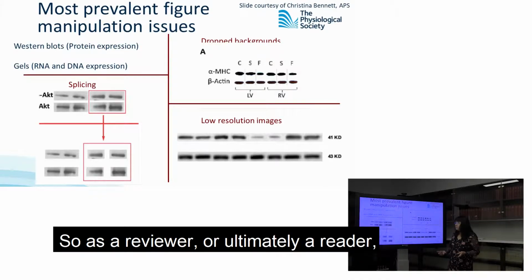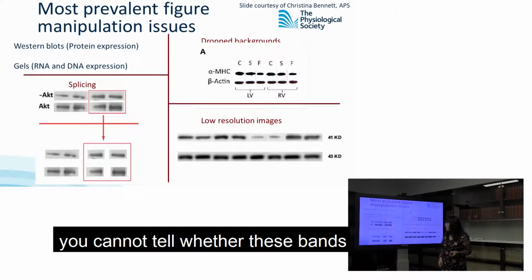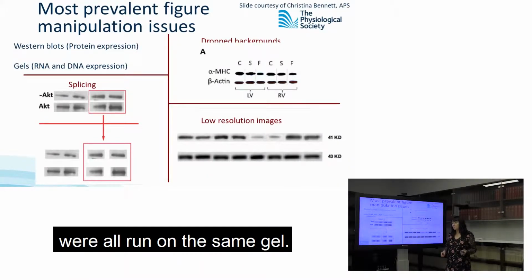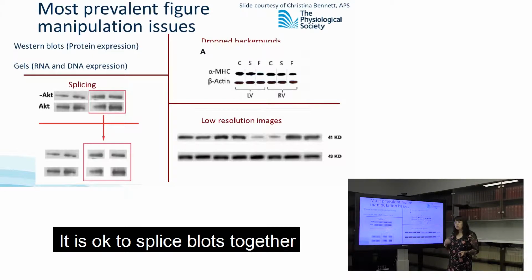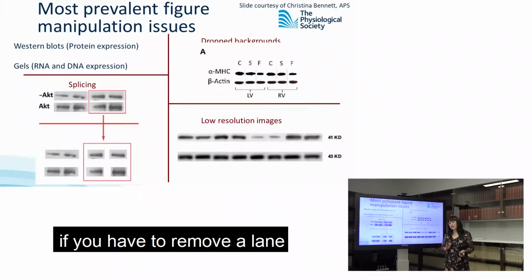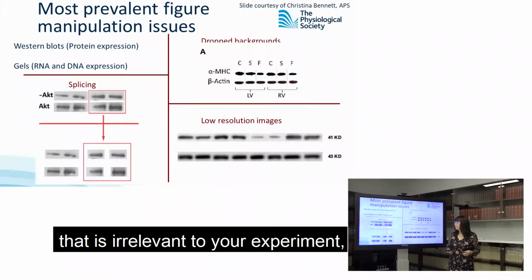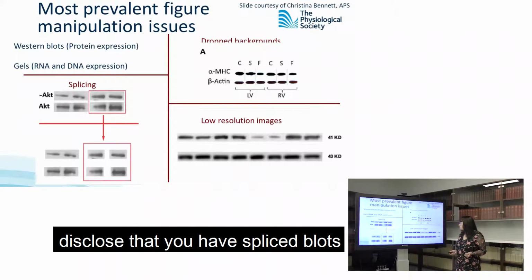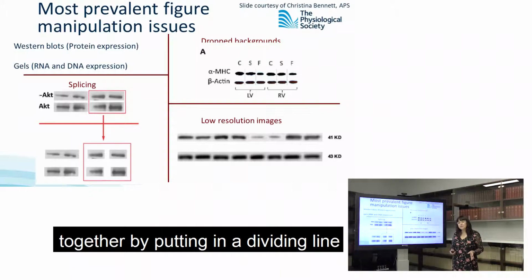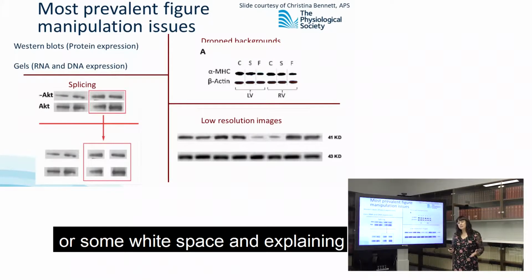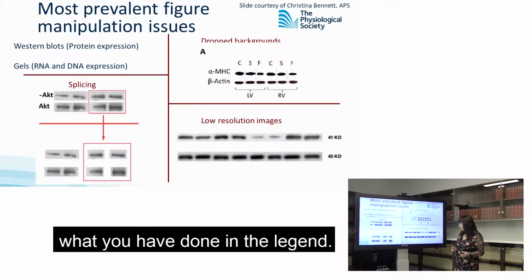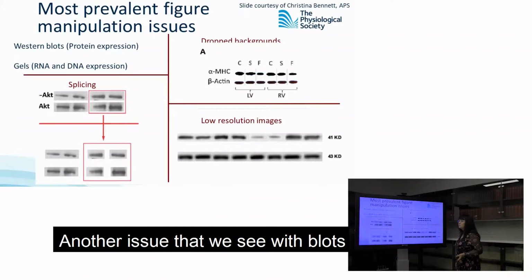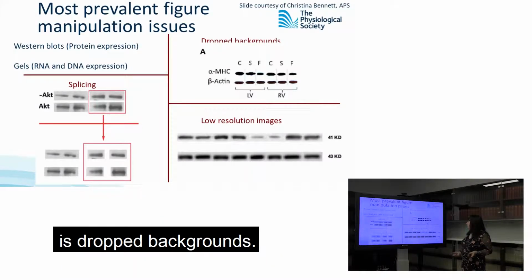So as a reviewer, or ultimately a reader, you cannot tell whether these bands were all run on the same gel. Now, it's okay to splice blots together if you have to remove a lane that is irrelevant to your experiment. But in that case, you should clearly disclose that you have spliced the blots together by putting either a dividing line or some white space and explaining what you've done in the legend. Another issue that we see with blots is drop backgrounds.